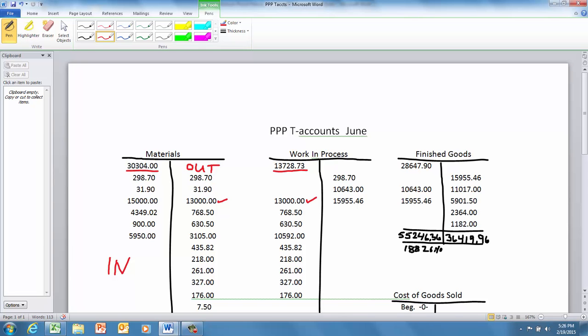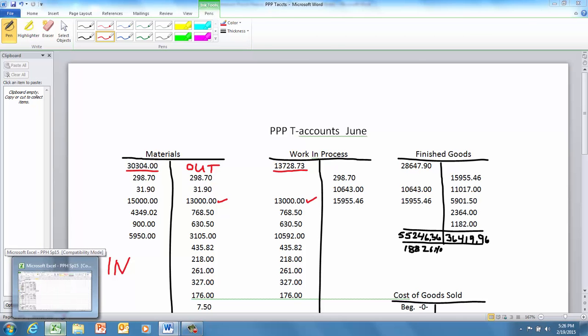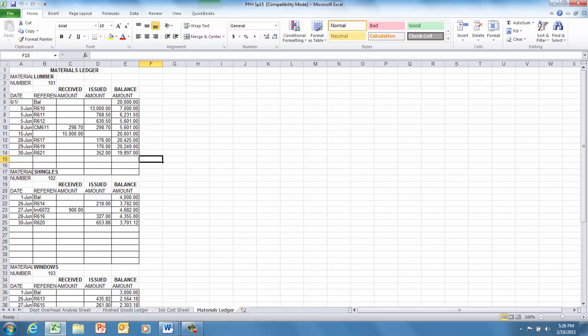All right, so now we've finished with our T accounts, and we need to go to the Excel subsidiary ledger sheets. Now we had $13,000 coming out of the materials ledger. Notice along the bottom you have these 4 tabs. And those are the 4 subsidiary ledgers that you have to deal with. And so we're going to go to the materials ledger, and we're going to find lumber. Lumber is the very first material.